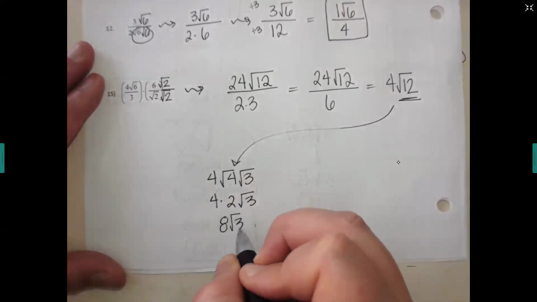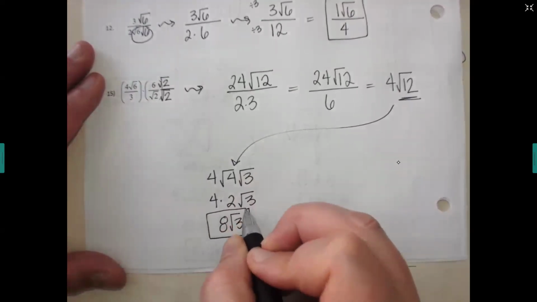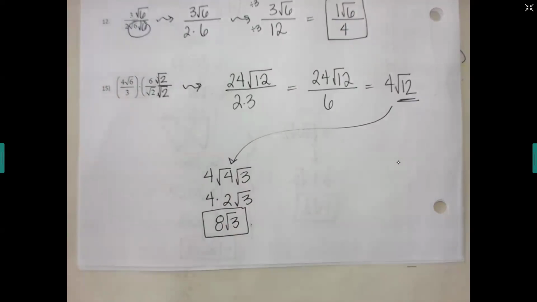8 root 3. Now, let me point out that this answer isn't wrong. It's just not simplified all the way. So if you get to a point in your homework where it's counting it wrong, look and see if the number in your square root can break down a little bit more. Because if it can, then it's not necessarily wrong, it's just not simplified all the way. Okay? The only thing we're going to add to this is Pythagorean theorem.